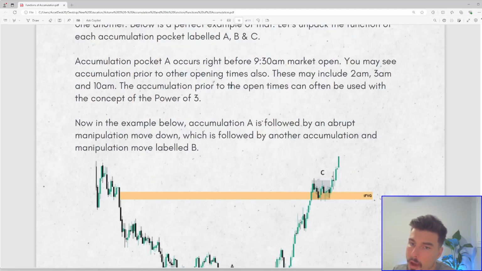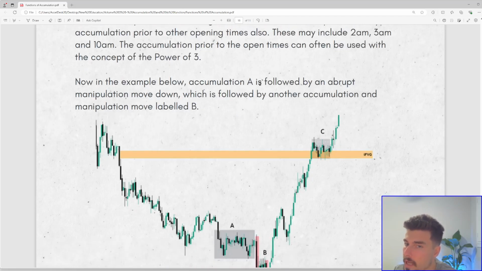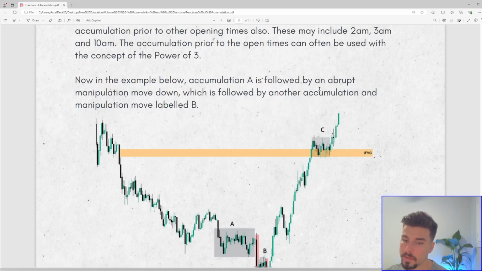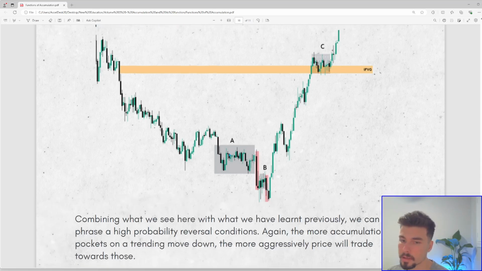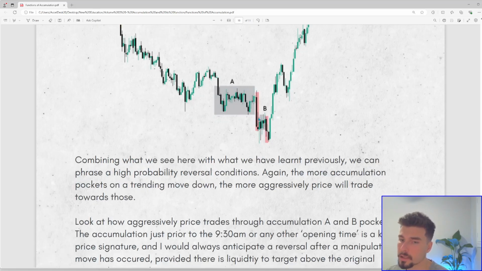The accumulation prior to the open times can often be used with the concept of the power of 3. In the example below, accumulation A is followed by an abrupt manipulation move down, which is then followed by another accumulation and manipulation move labeled B. Really, really important. So accumulation, manipulation, accumulation, manipulation. If we then entered a macro, if we then entered Silver Bullet, if we then had SMT at the lows, then we can predict a smart money reversal.